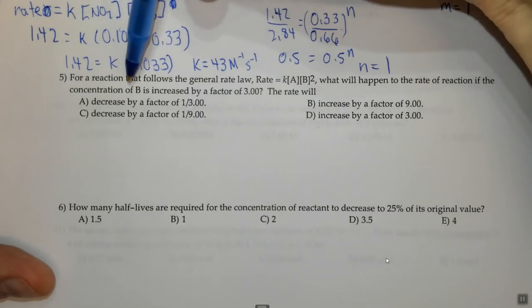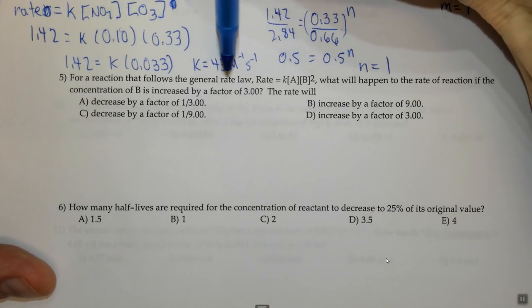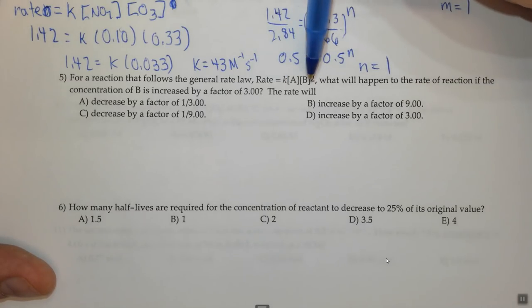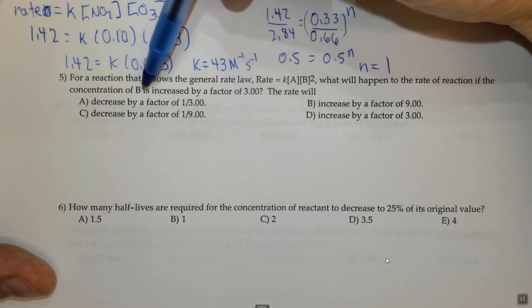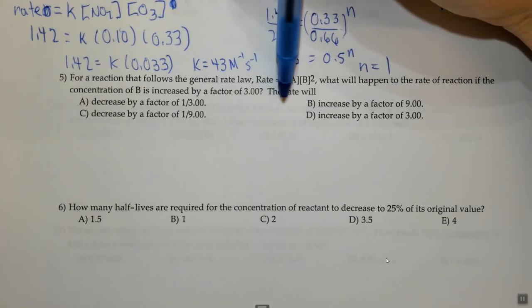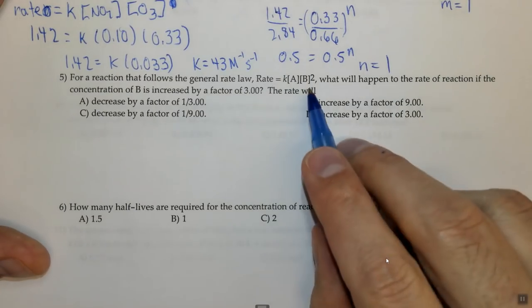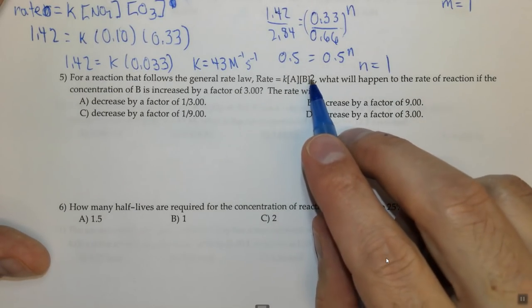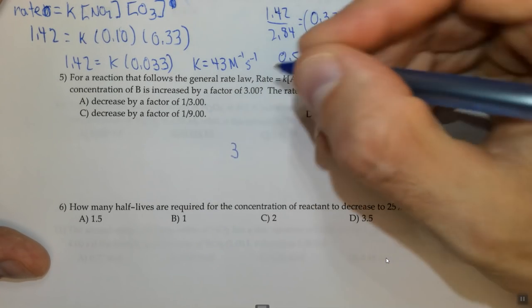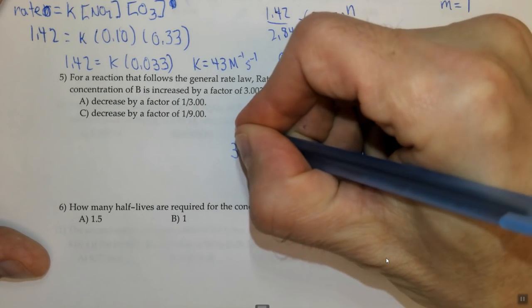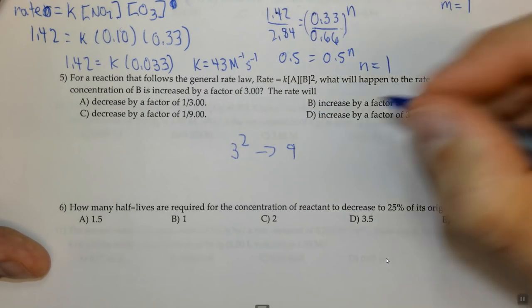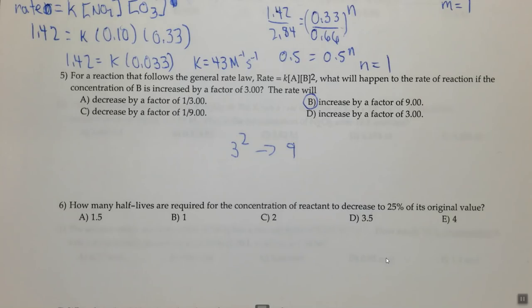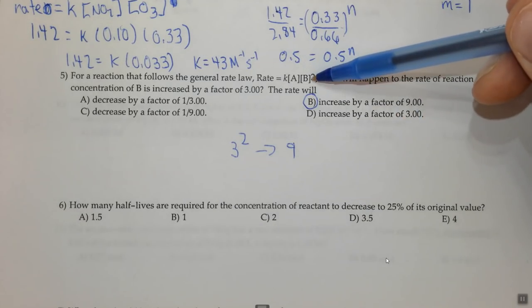Question 5 says, for a reaction that follows the general rate law, rate equals k[A][B]^2, what will happen to the rate of the reaction if the concentration of B is increased by a factor of 3? Well, we know that this reaction is second order with respect to B because it's B squared. So we take 3, because we're going to triple the concentration, and we square it. 3 squared is 9. So the rate of the reaction will increase by a factor of 9 because the reaction is second order with respect to B.